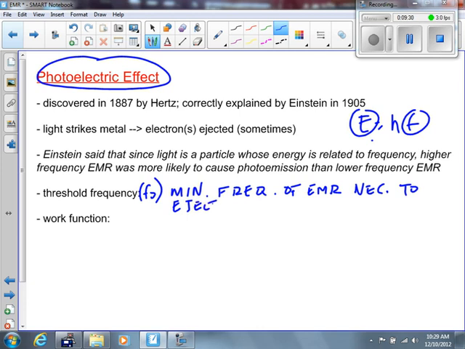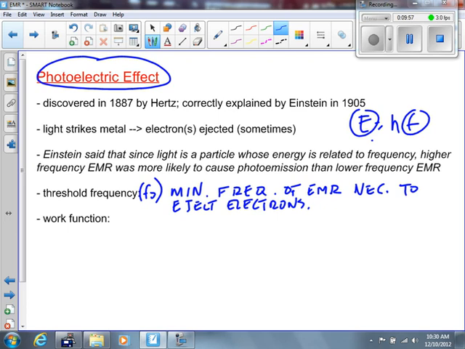That's a good question. Do we know what that is? Well, for each different material, it's a different value. So the threshold frequency for, say, cesium would be one value. I don't know what it is. The threshold frequency for aluminum would be a completely different value. Each different metal has a unique threshold frequency. So some of them are better at ejecting electrons than others.